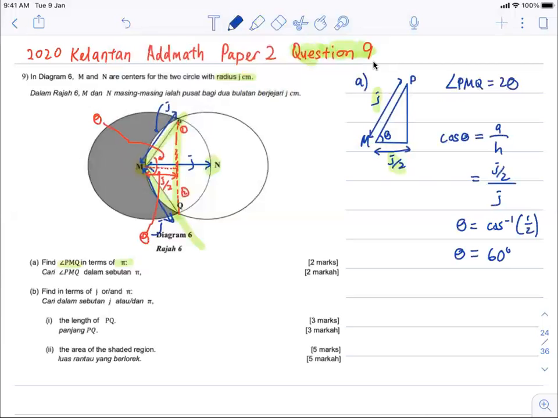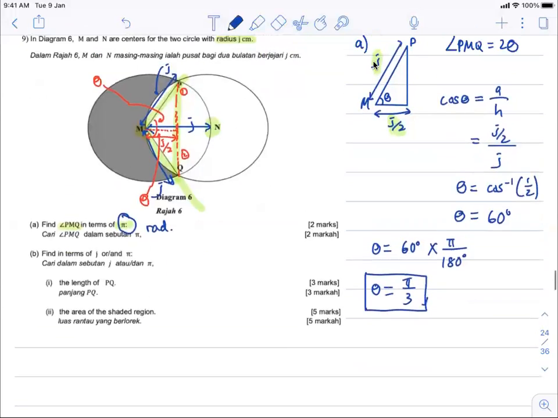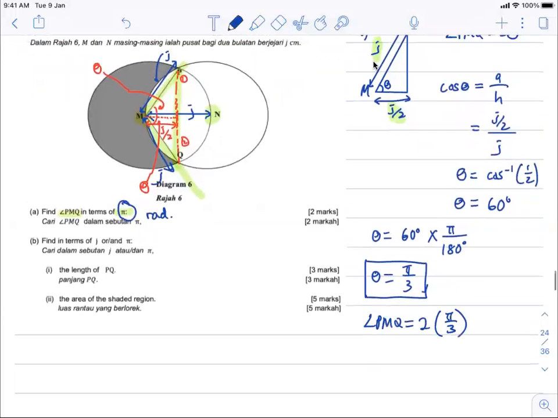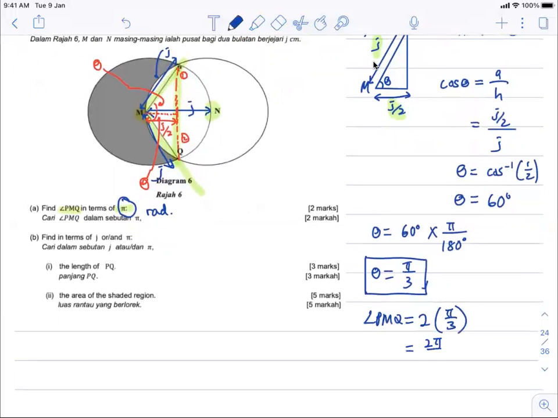Remember, the question wants the answer in terms of pi, which means it wants it in radians. To find radians, take 60 degrees multiplied by pi divided by 180 degrees, which is pi over 3. Now we know theta is equal to pi over 3. Angle PMQ is equal to 2 theta, so 2 times pi over 3 equals 2 pi over 3. This is the final answer for part A.